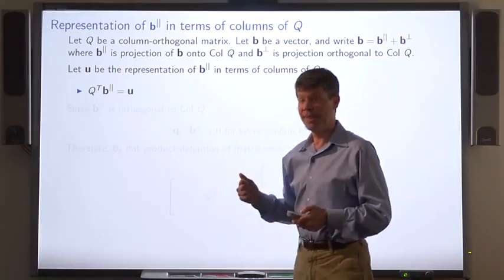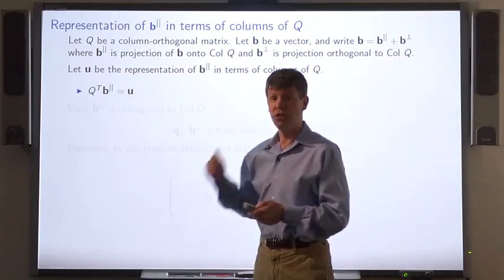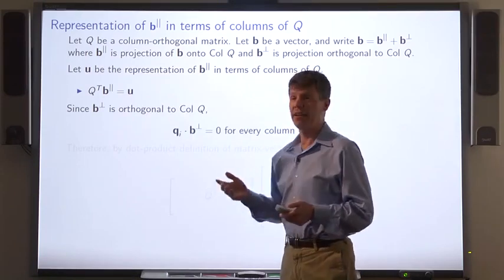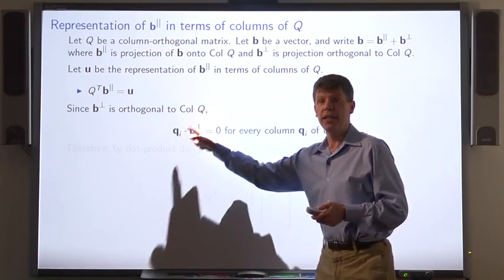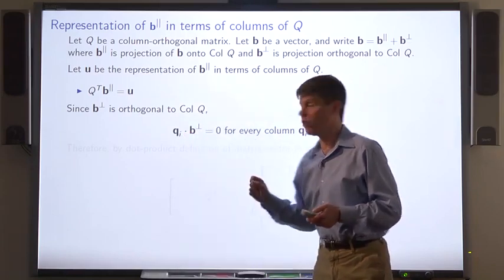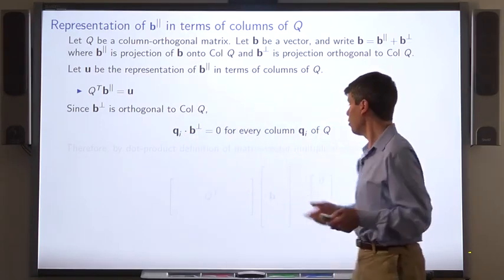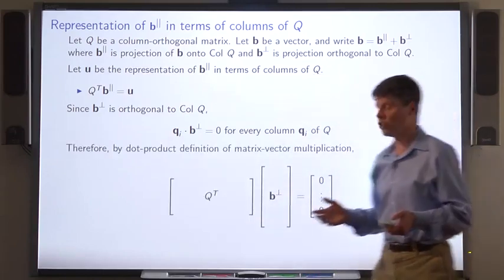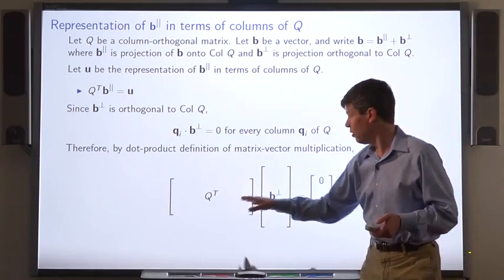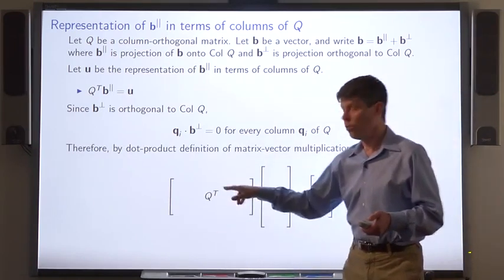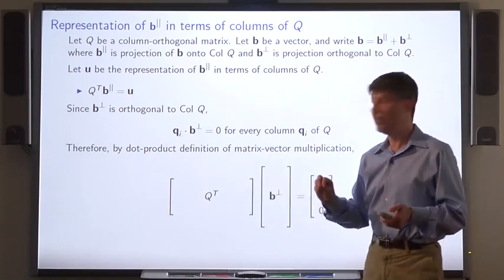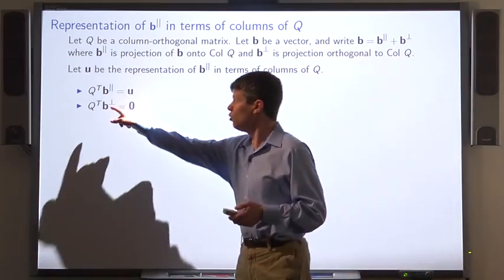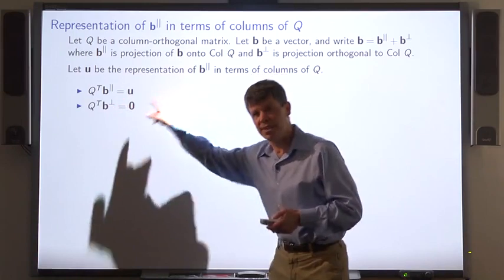But now let's look at b perpendicular, the projection of b orthogonal to the columns of Q. For every column, say Q i of the matrix Q, Q i dotted with b perpendicular is 0 because they're orthogonal. Therefore, by the dot product definition of matrix vector multiplication, when we multiply Q transpose times b perpendicular, since the rows of Q transpose are exactly the columns of Q, we get zeros for every row. So we've seen that Q transpose times b perpendicular is the 0 vector.